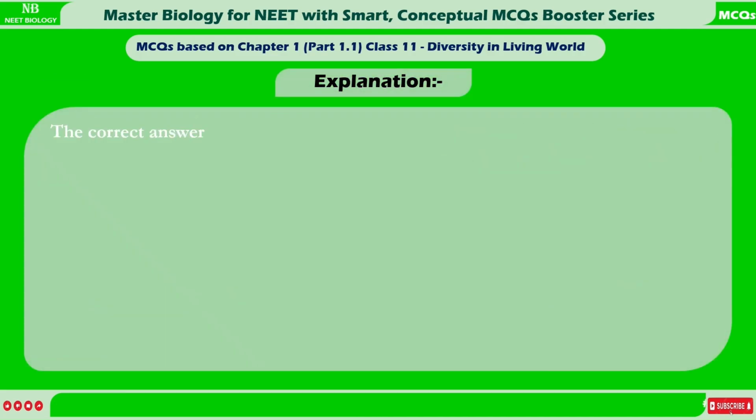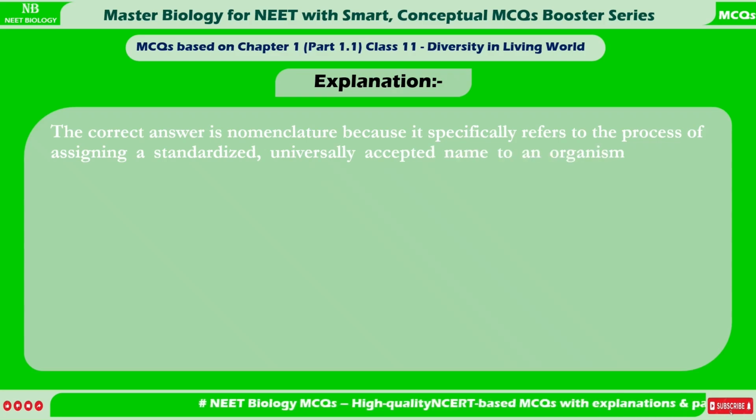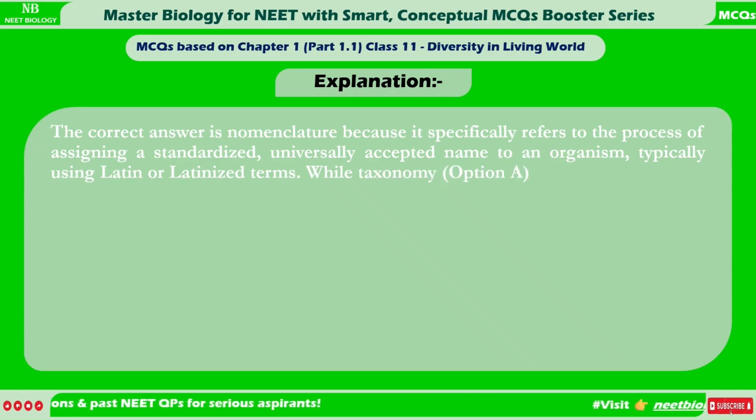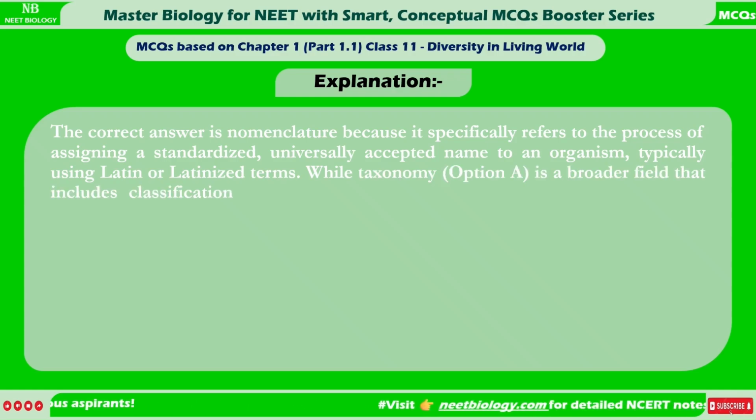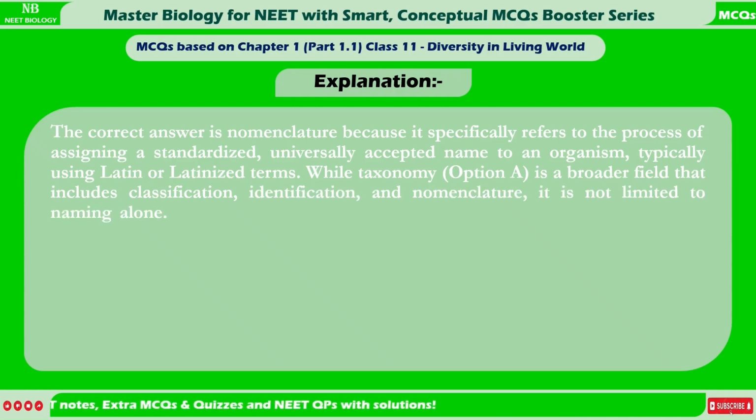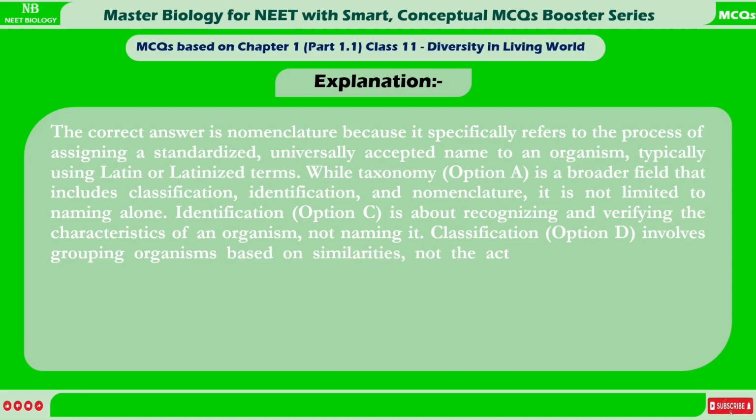Explanation. The correct answer is nomenclature because it specifically refers to the process of assigning a standardized, universally accepted name to an organism, typically using Latin or Latinized terms. While taxonomy, option A, is a broader field that includes classification, identification, and nomenclature, it is not limited to naming alone. Identification, option C, is about recognizing and verifying the characteristics of an organism, not naming it. Classification, option D, involves grouping organisms based on similarities, not the act of naming. Therefore, nomenclature is the precise term for naming organisms scientifically.